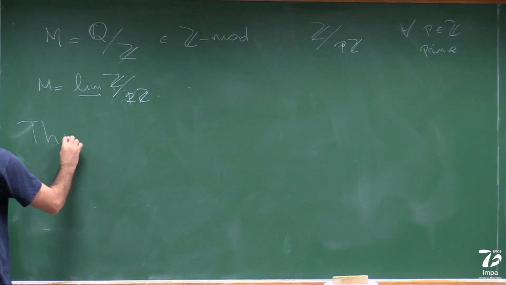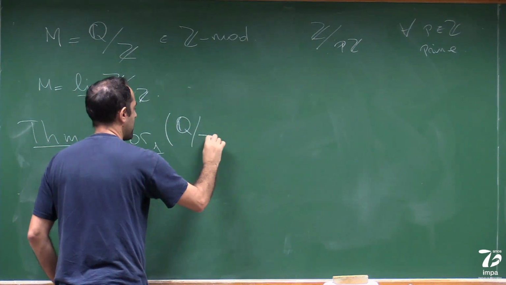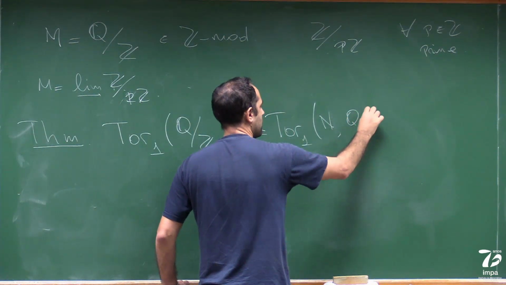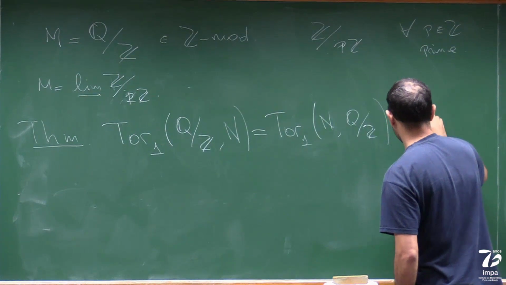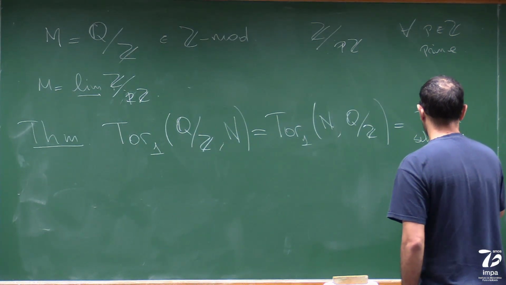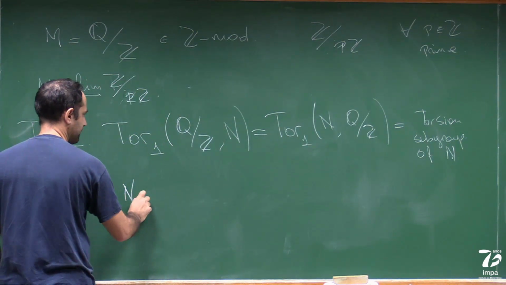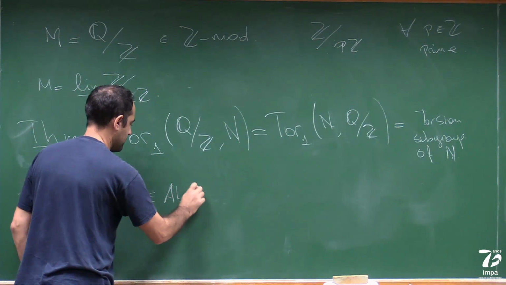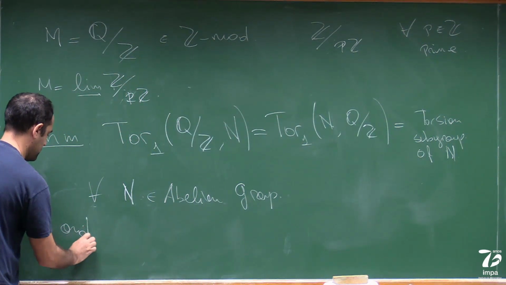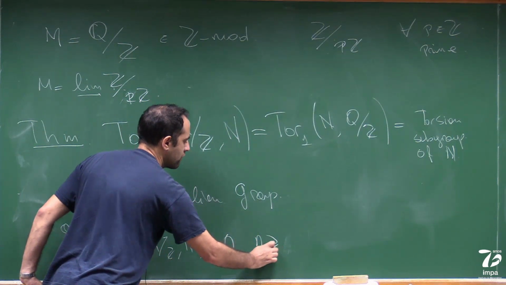So, theorem: Tor_1 of Q/Z with N is equal to Tor_1 of N with Q/Z, which is equal to the torsion subgroup of N, for every abelian group N. And Tor_n of Q/Z with N is equal to 0 for every n bigger or equal than 2.